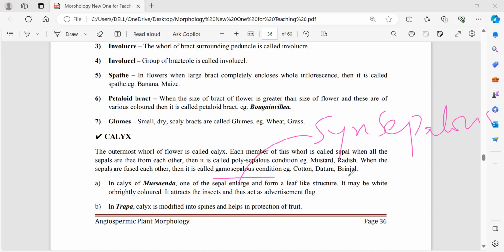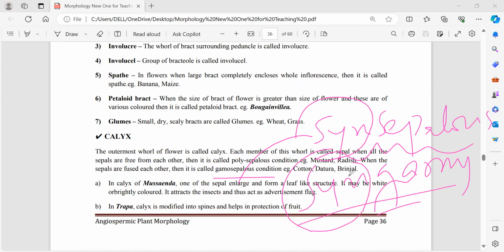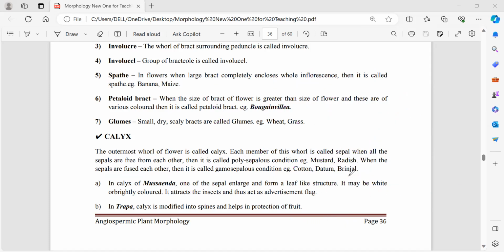Syncephalous. आप सारे बताओ syncephalous. Syn means fused. जिस तरह हम पढ़ते हैं सिनगामी, सिनगामी यूजुअली एल्गी में पढ़ते हैं, when gametes fuse together, सिनगामी को हम फर्टिलाइजेशन भी कहते हैं. And when the sepals are fused, we call this condition as syncephalous, and we have several examples in calyx.